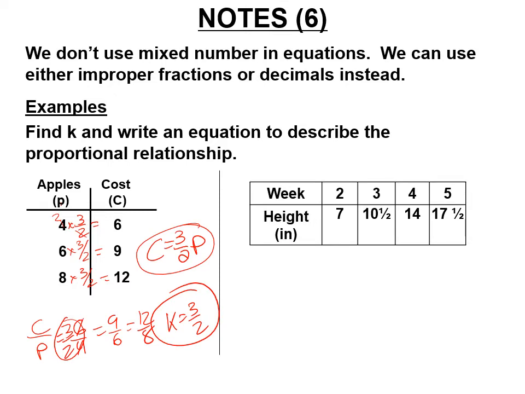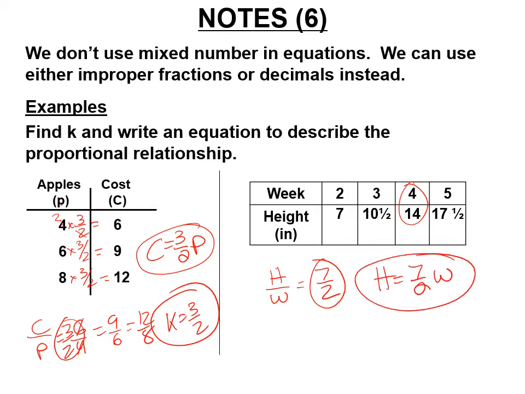So this one is height to weeks. This is maybe a plant growing, how fast it was growing. And we've got 7 over 2, so we can just leave that. That's a simplified fraction. We don't have to do this work of 10.5 divided by 3 or the other ones. But you can see 14 over 4 simplifies to 7 over 2. So we're going to use H equals 7 halves W. Right? The height is 7 halves, or 3.5, times the number of weeks.